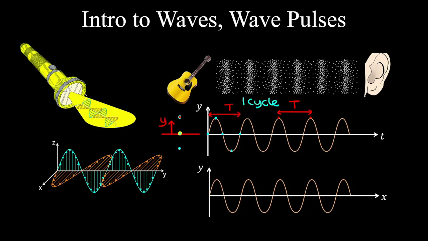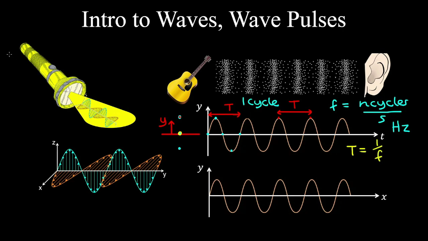Now the frequency of the oscillation is the number of cycles that the particle completes in 1 second. So that has a unit of hertz. And we've seen in the harmonic oscillator that the period is related to the frequency, being the reciprocal of the frequency.